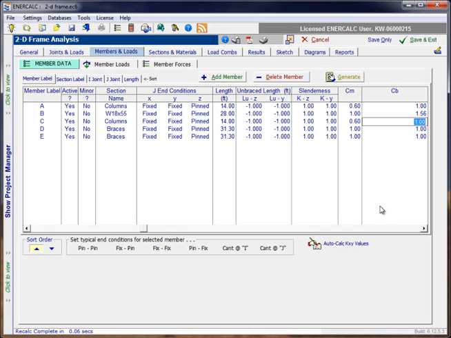So I hope that that gives a good background as to how you can set these design values, design parameters for steel design in the 2D frame analysis. The next step that we'll take a look at in the following video will be actually performing the steel code checks and reviewing the design results.